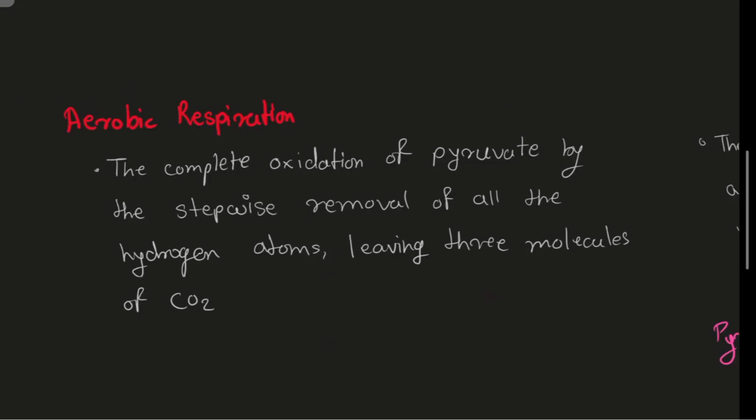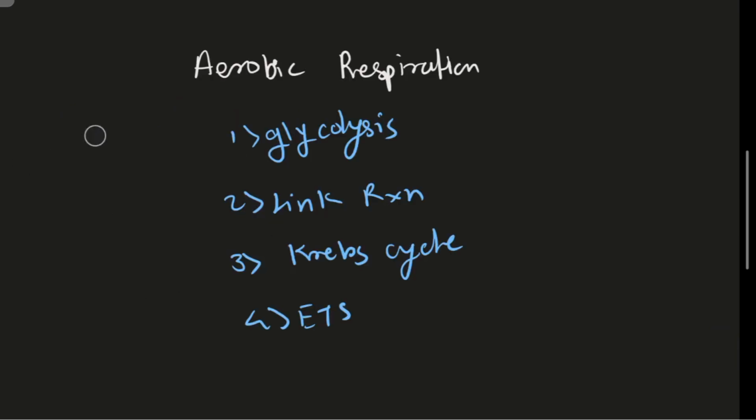Moving forward, aerobic respiration. Aerobic respiration is the process in which there is a complete oxidation of organic substance in presence of oxygen and release of carbon dioxide, water and a large amount of energy present in the substrate. This is the theory part. So aerobic respiration starts with glycolysis, then the link reaction, then the Krebs cycle. For now we are going to see the link reaction.